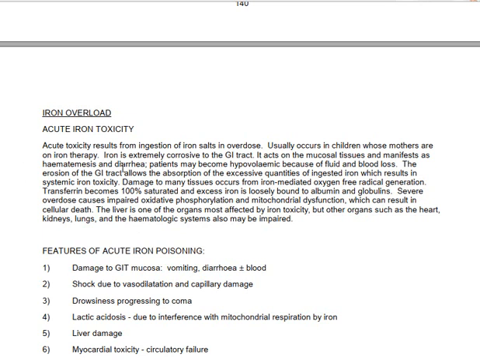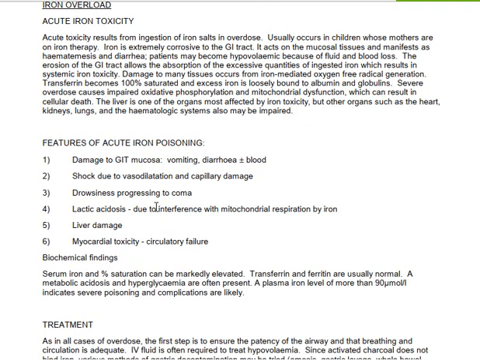Is it clear? Now the transferrin becomes 100% saturated, and then there is excess iron that is loosely bound to the albumin and globulins. Normally iron is not supposed to be bound to albumin and globulin, but in this case iron is bound to albumin and globulins. Is it clear? And then the percentage saturation is going to be 100%. So this is just to show how iron toxicity is very bad for the body.